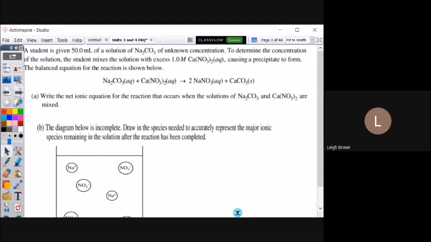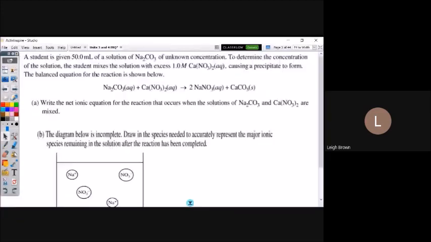All right, so it kind of got a little covered up, there, that looks better. Okay, so a student is given 50 milliliters, and this is a different question. This is free response number 2. Okay, just taking excerpts of different ones. It's given a 50 milliliter solution of sodium carbonate of unknown concentration. To determine the concentration of the solution, the student mixes the solution with excess, and again, I'm going to underline that because it may or may not be important. It just depends on the question, causing a precipitate to form. So we see this solid here. There's our precipitate.